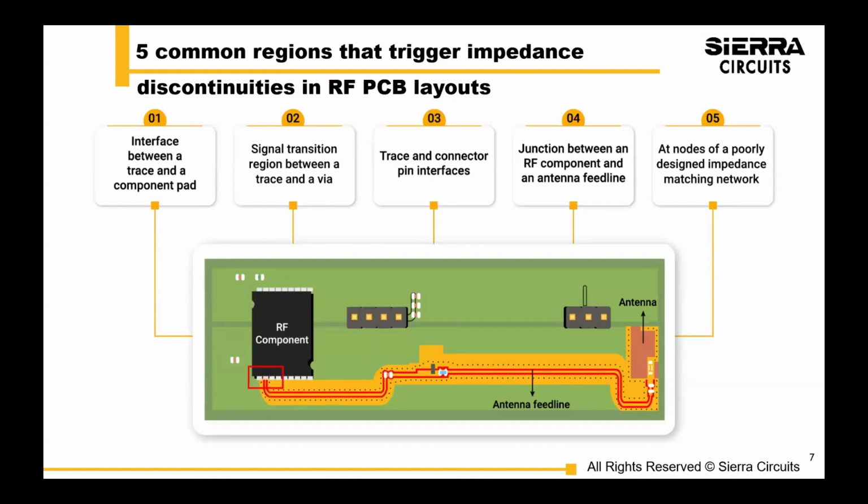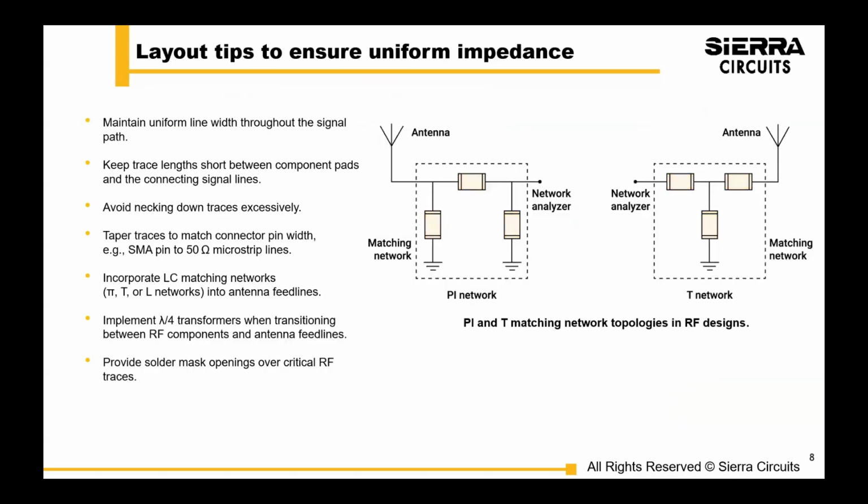And then impedance discontinuities can often arise at specific locations. So take a look at these areas carefully: the interface between a trace and a component pad, transition between a trace and a via, trace and connector pin interfaces, junction between an RF component and an antenna feed line. So these are some of the key areas to look at on your layout.